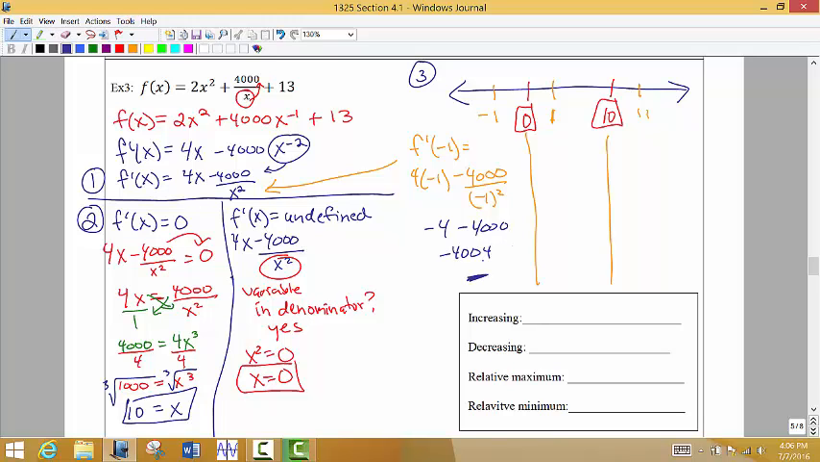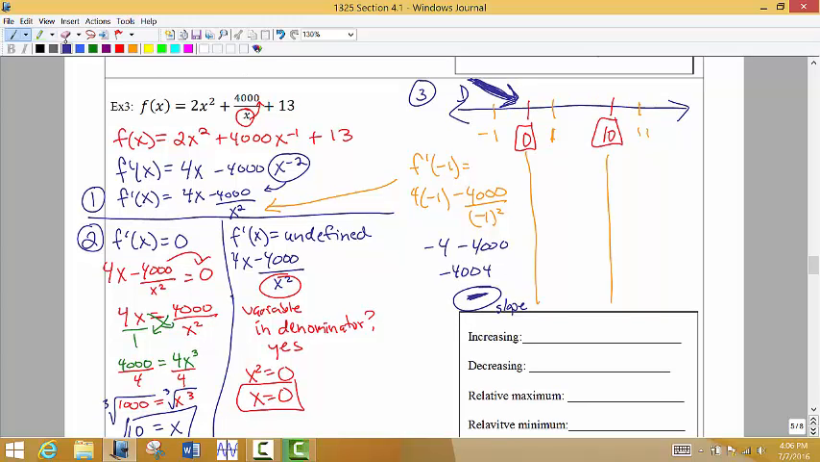And all I care about is if that first derivative is positive or negative. And if it comes back negative, that tells me that I have a decreasing slope, or a negative slope. So that tells me that the graph is slanting downhill from left to right. So we're decreasing. I'll put a D there for decreasing.